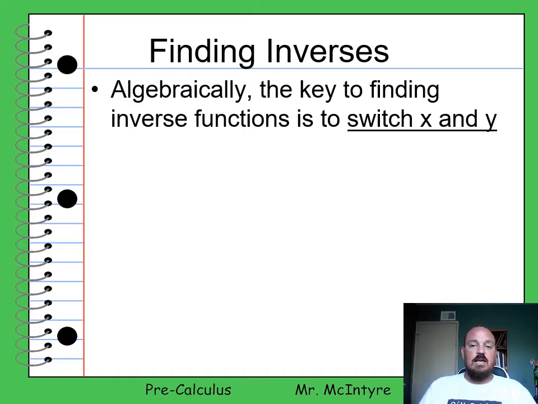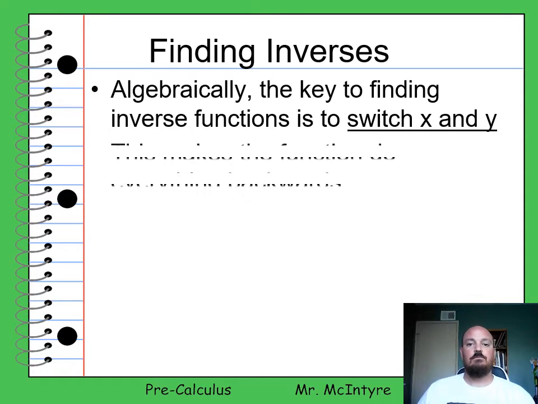Now, the key to doing that is to switch x and y. Remember that in a function, x is the input and y is the output. So when you switch them, it switches inputs and outputs, and it basically makes that equation do everything it did but backwards.